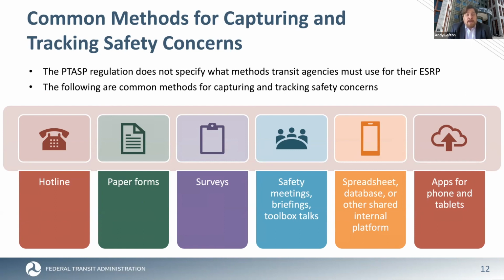But agencies have submitted agency safety plans for voluntary review by the PTASP Technical Assistance Center. And so FTA has seen a lot of the different mechanisms that agencies are deciding to use to develop and to implement their employee safety reporting program. Number one, a pretty obvious one is that we're all familiar with the hotline, a phone number that employees could call to report safety concerns.